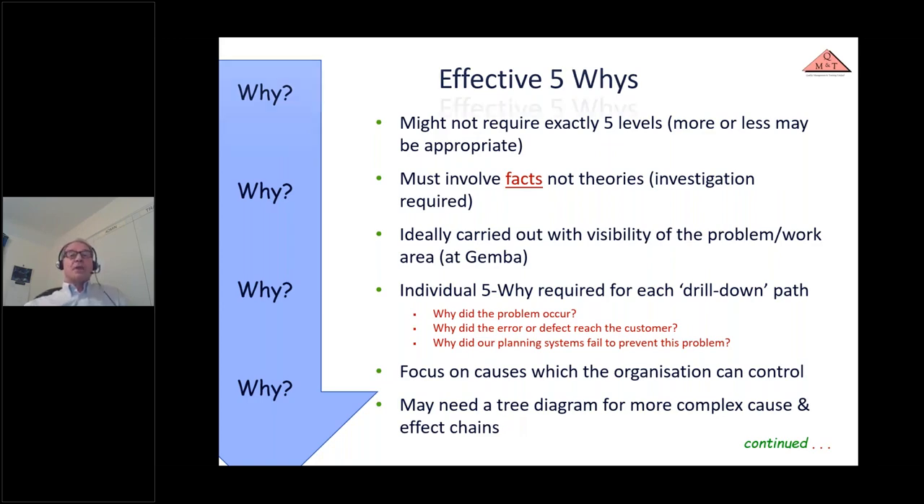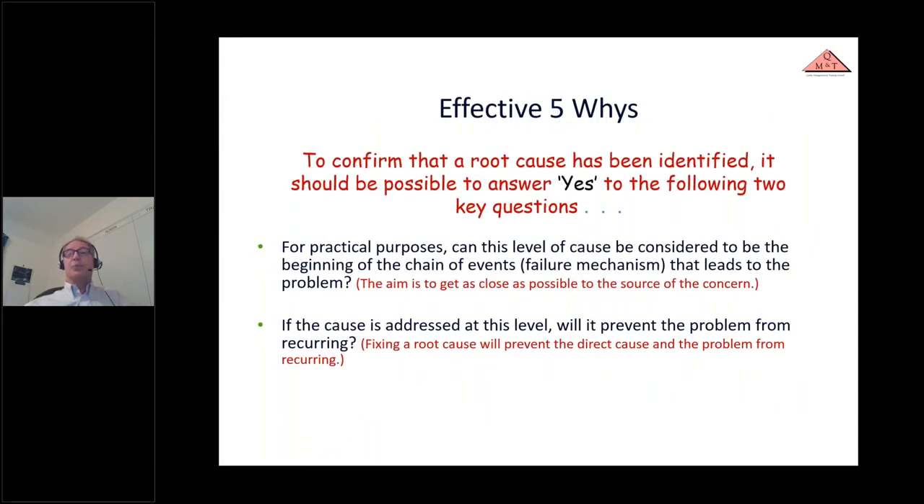Moving on to, or continuing with, the effective 5 whys guidelines, how does the team confirm that a root cause has been identified? It should be possible to answer yes to the following 2 key questions. For practical purposes, can this level of cause be considered to be the beginning of the chain of events, the failure mechanism that leads to the problem?